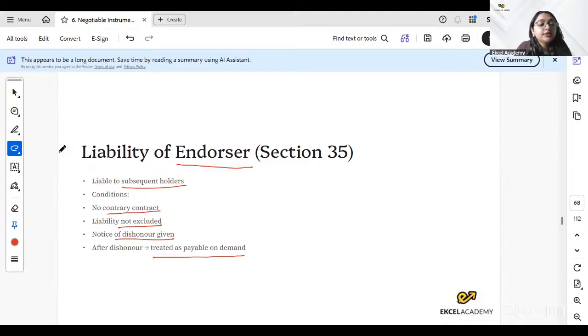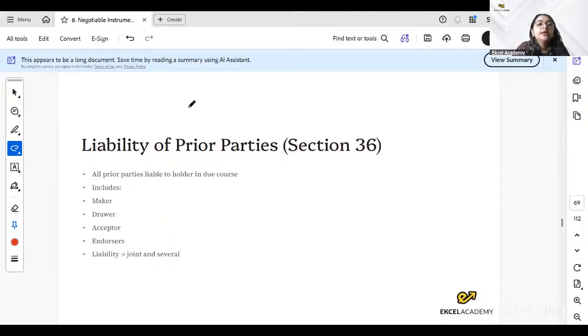What are the conditions where the endorser will be liable? There is no contrary contract saying that I will not be liable to C and D. Liability is not specifically excluded in the contract. Notice of dishonor is given, and after dishonor, it is treated as payable on demand, and not payable on a particular date. Next, liability of prior parties, or prior parties liable to a holder in due course. That is the maker.